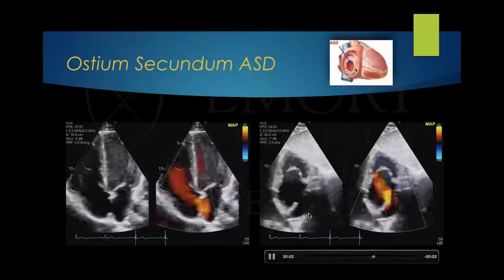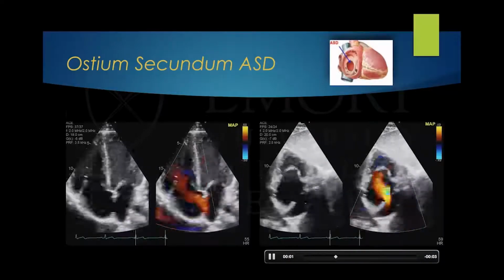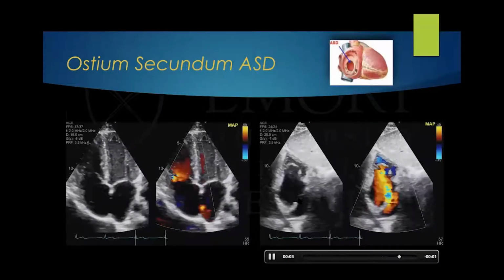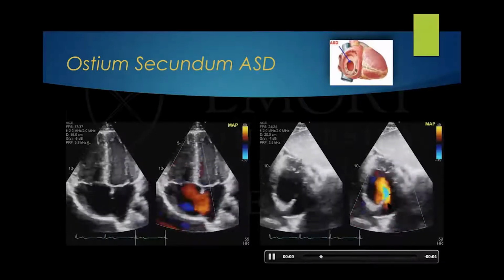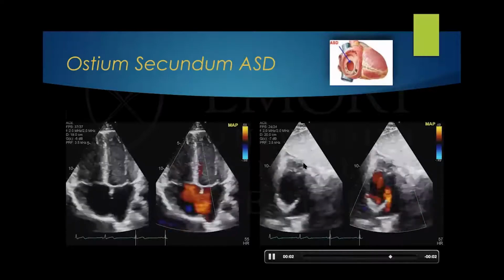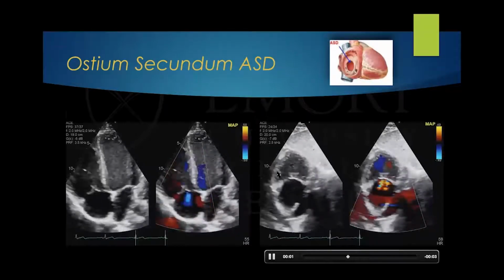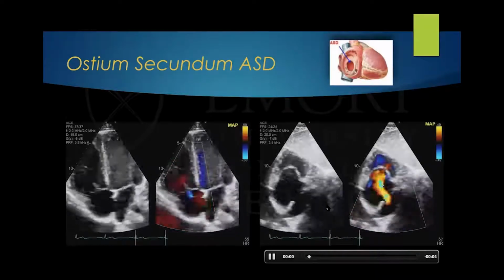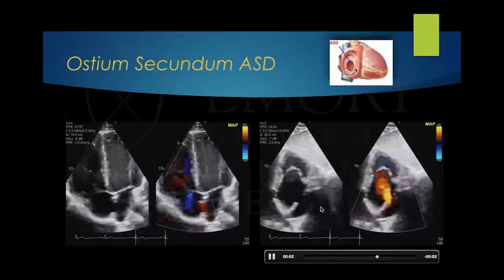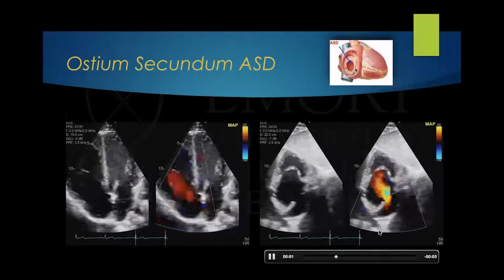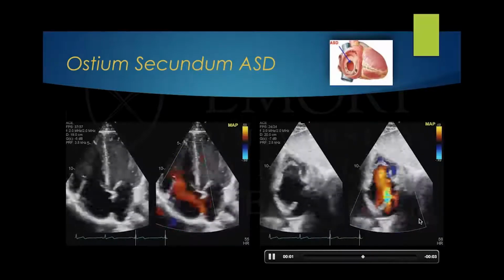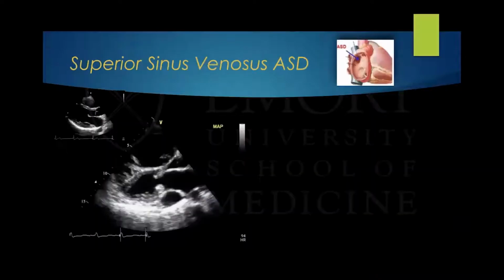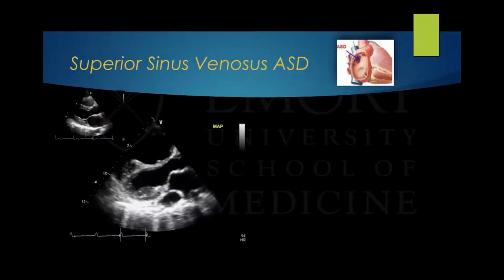And in this subcostal view, we will appreciate, again, the secundum defect. This is the right atrium, this is the left atrium, and the left to right shunt. We cannot see very well the right or the left ventricle. We were focusing more on the defect. This is the ideal view, subcostal, because your Doppler is completely parallel and you can better assess the presence of this type of defect. Moving now to the superior sinus venosus ASD.